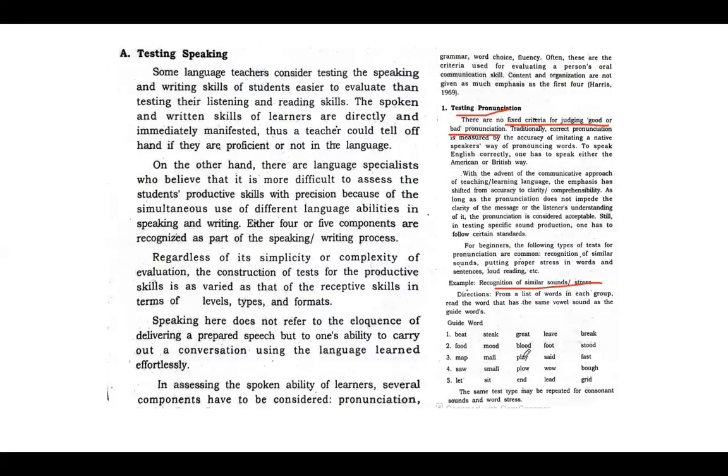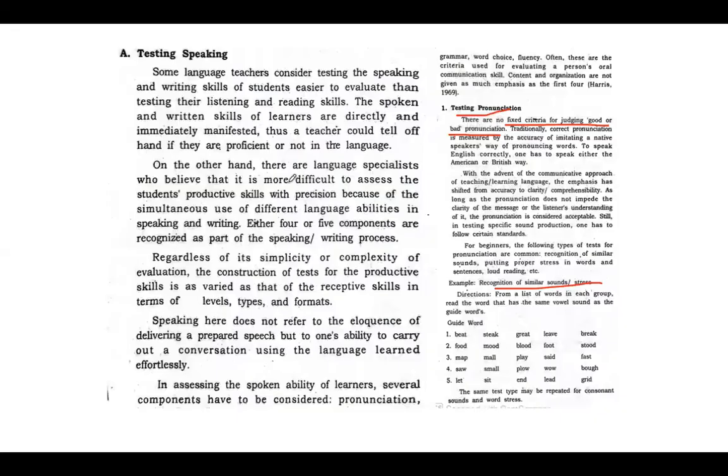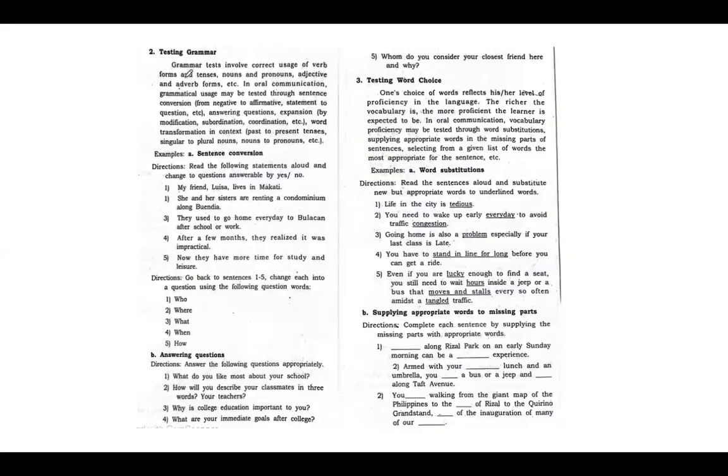Map, mall, play, said, fast. Saw, small, flow, wow, bow. Let, sit, lead, grid. We have the same type, but maybe repeated for consonant sounds and word stress. So that can be done for testing speaking.